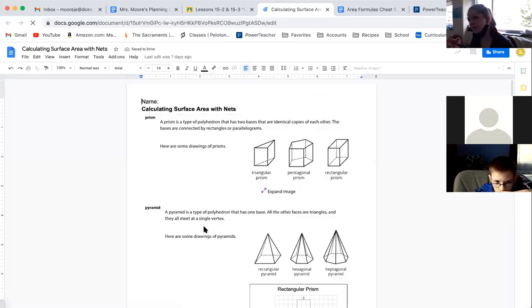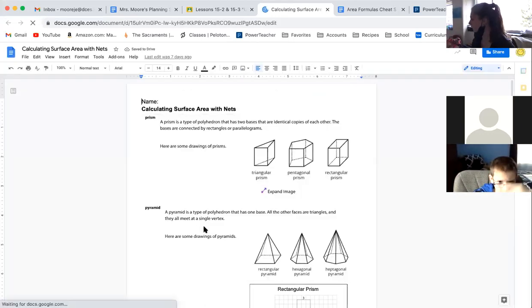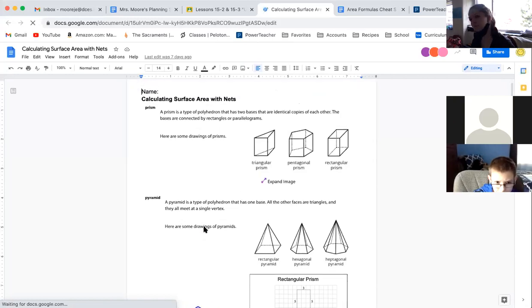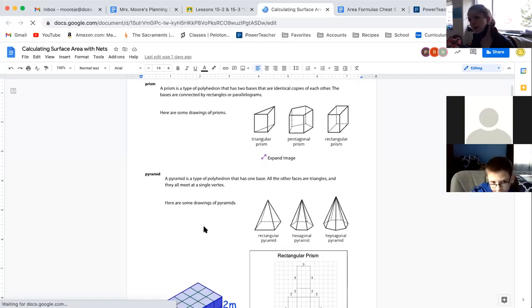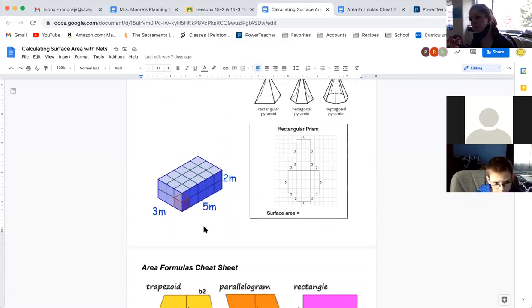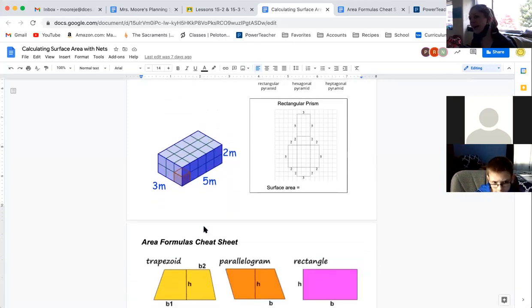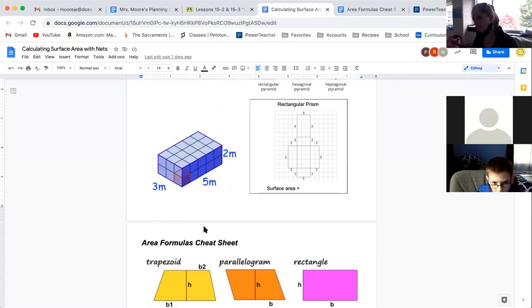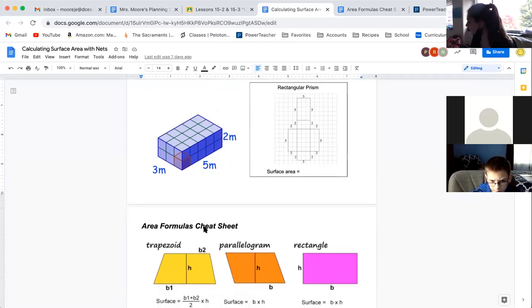Calculating surface area with nets. I think this was copied on the back of your area cheat sheet. Do you remember that? Okay, so we've got descriptions of prisms, descriptions of pyramids, and a little clue on how to unfold a prism. Is this helpful? Oh, here's the back.